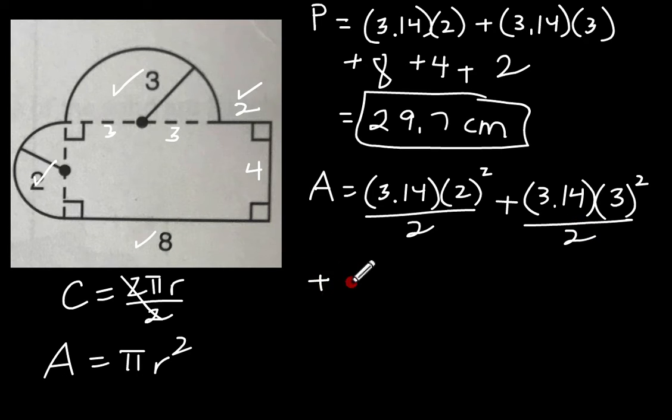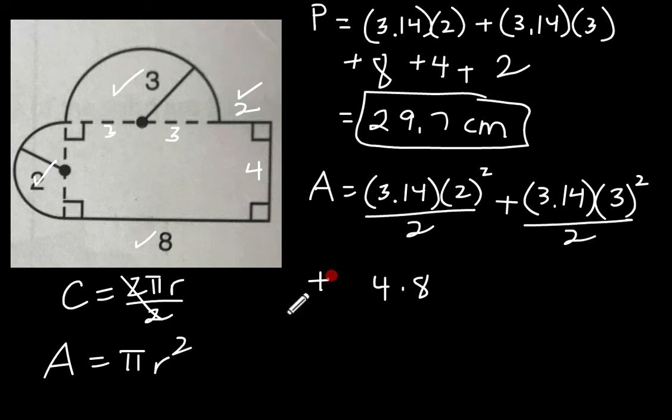And then we're going to add the little 2 and the 4 and the 8. Oops, never mind. We are doing area, not perimeter. So that's the area of the two circles. Now we have to do the area of the rectangle, which is just going to be 4 times 8. That's a little bit easier, right?